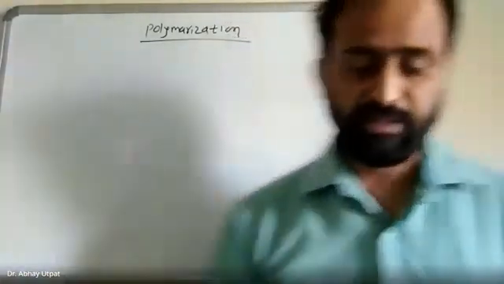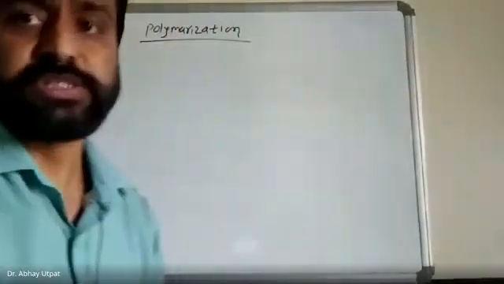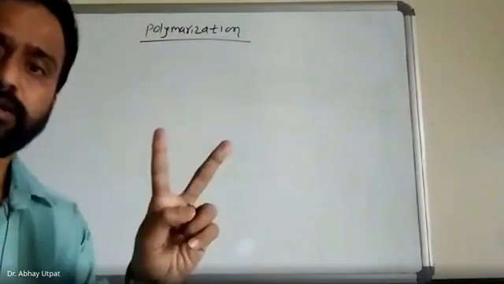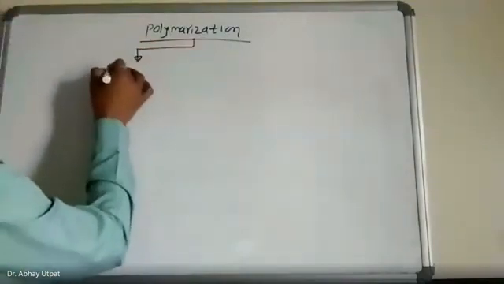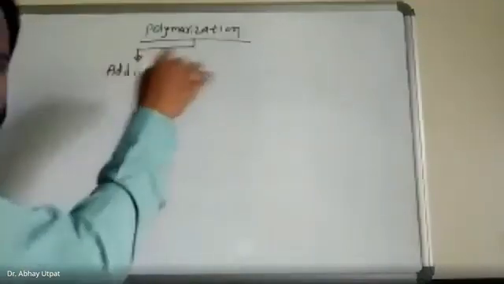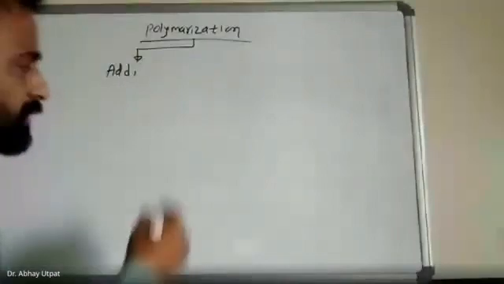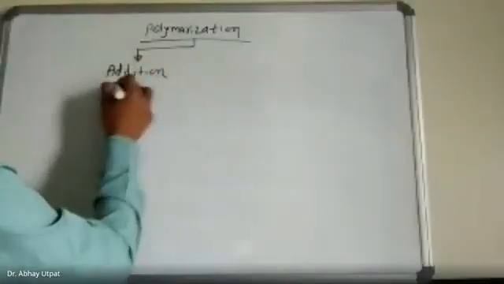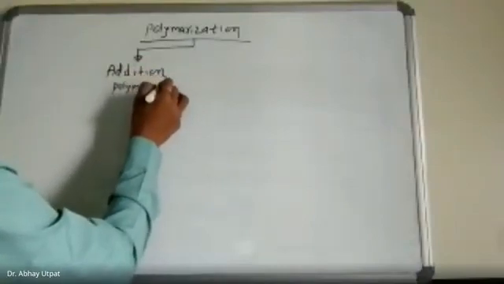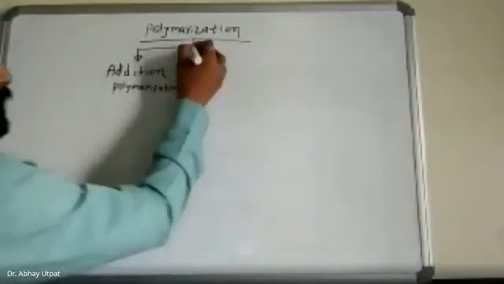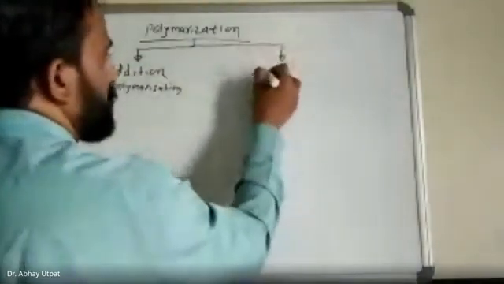Now in this polymerization process there are two types of polymerization. One is addition polymerization. Draw this classification. The other is condensation polymerization.